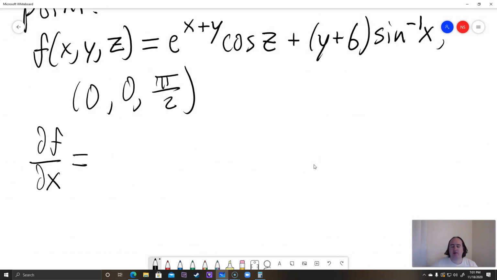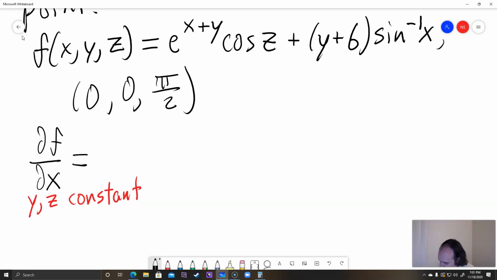For partial f partial x, remember that means the other variables are constant. So y and z are both constant. For partial f partial x, we have these two terms. For the first term, since y and z are constant, the only thing we're really taking the derivative of is e to the x plus y. The rest of this is just constant, so it just stays along for the ride.